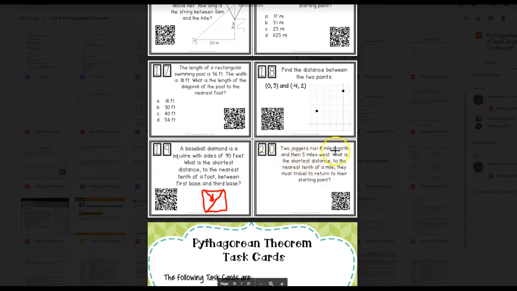Two joggers run 8 miles north and then 5 miles west. What is the shortest distance, to the nearest tenth of a mile, they must travel to return to their starting point? Okay, so you are going to be looking for the hypotenuse and round this to one place after the decimal.